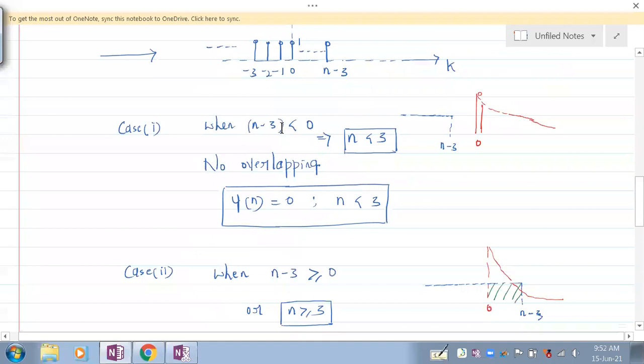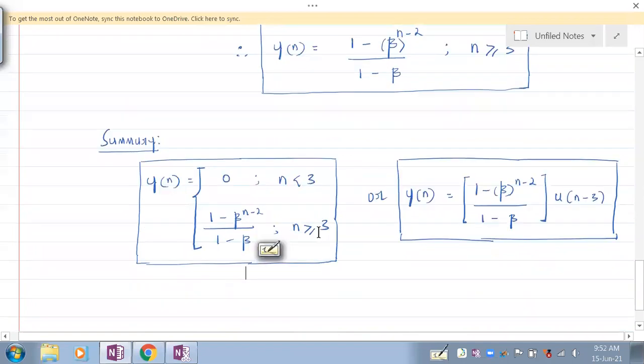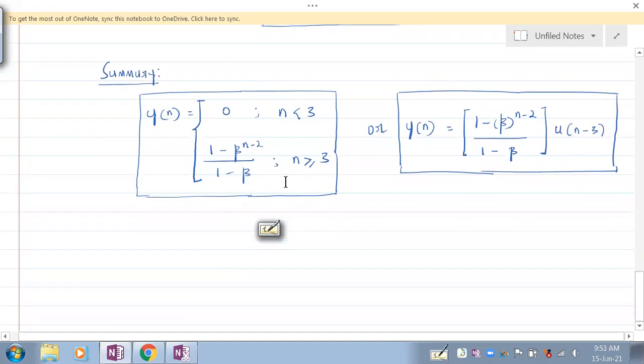Here one thing that you should not forget is when we write n minus 3 less than 0, we should not forget to write that it is n less than 3. So in the summary, see here, we write n less than 3, n greater than or equal to 3. We will not write n minus 3 less than 0 here when we are summarizing. Okay, so keep that in mind.